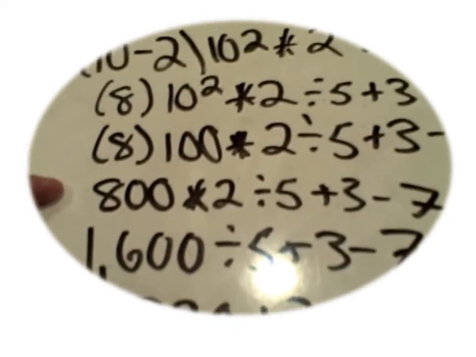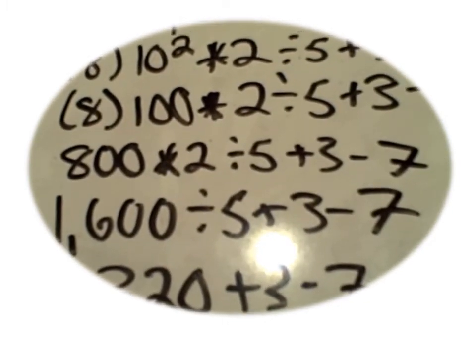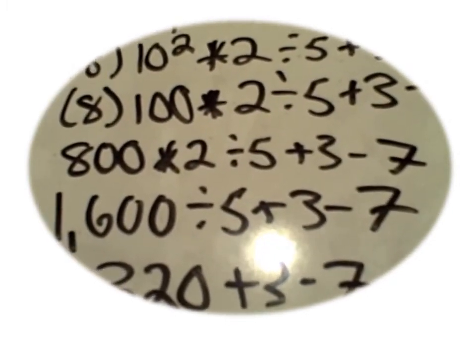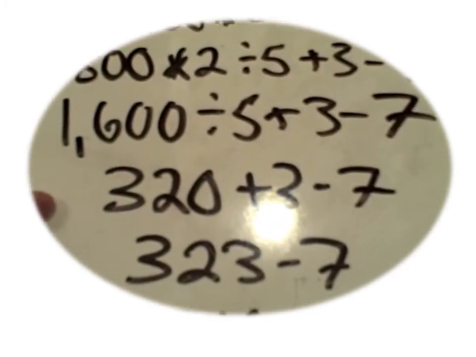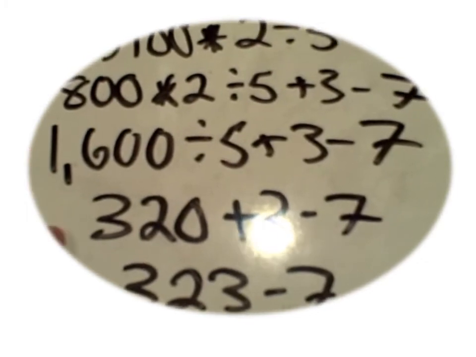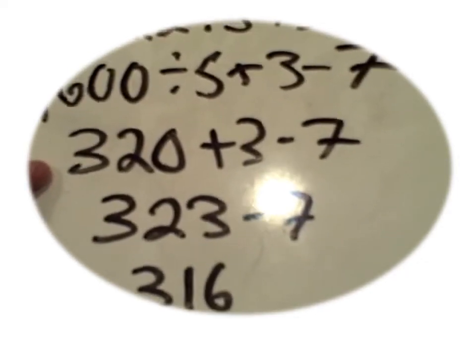800 times 2 equals 1600, and then write the rest of the equation: 1600 divided by 5 plus 3 minus 7. 1600 divided by 5 is 320, and then you write the rest of the equation, plus 3 minus 7.